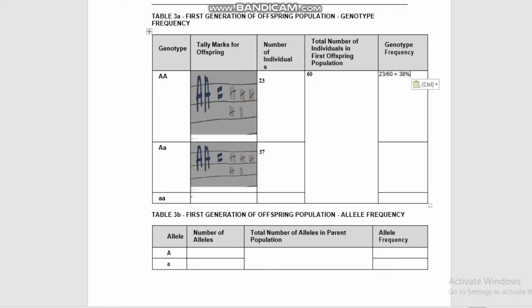number of individuals divided by total number of individual in offspring population. So for the heterozygous also the same, 37 divided by 60. So the calculation gonna be 62%.